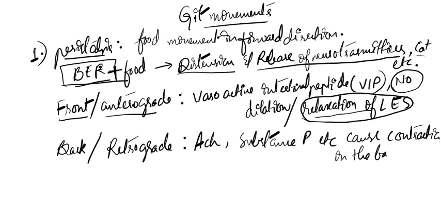So this backward contraction accompanied with forward relaxation leads to flowing of food, or moving of food, towards the forward direction, or towards its destiny. See, I will explain it clearly with a diagram. Wait. So let us say this is the mouth, right? This is the mouth. Okay. So this is the GIT tract.